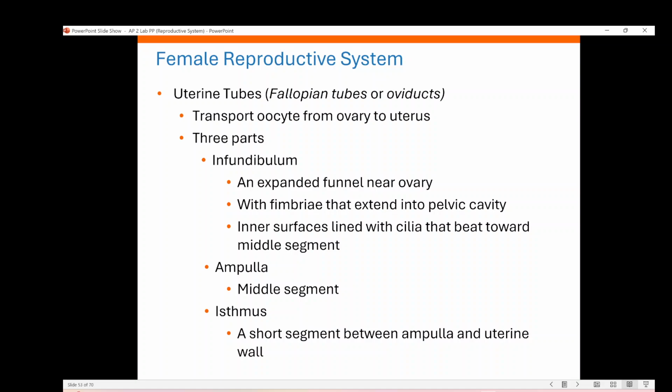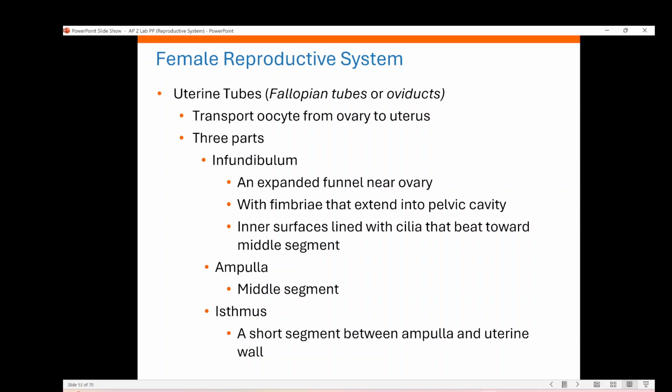From the ovaries, the oocyte would enter the uterine tube, which are known commonly as the fallopian tubes, and you may even hear the term oviduct. They're all terms that are used. The job of the uterine tube is to transport the oocyte from the ovary to the uterus. Even if there were products of conception, those early cells of a new baby, they would have to be transported along the fallopian tube to the uterus. We divide the fallopian tube into three parts.